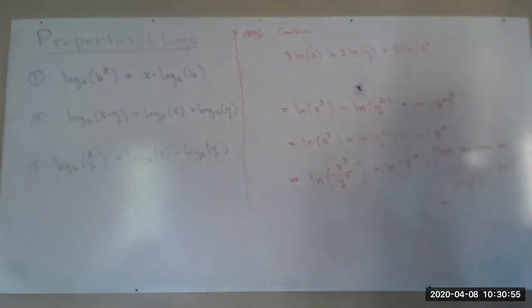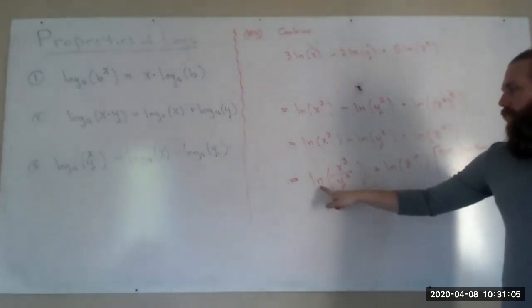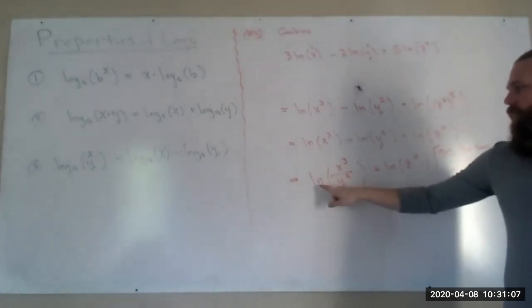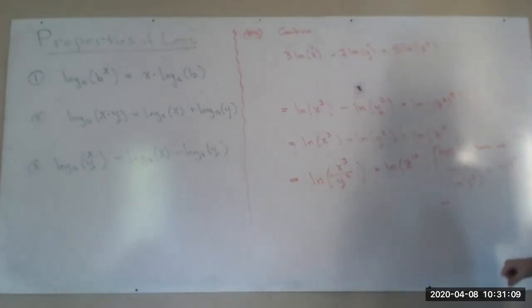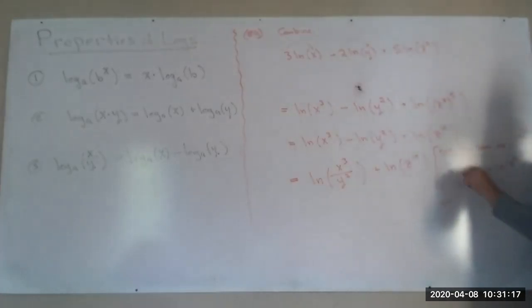Probably the single most common mistake I see in any of these problems is writing something like this, where you've got a log divided by another log, instead of writing something like this, where you have a log with the division inside. A single log with division inside is not the same as two logs being divided on the outside. If you wrote this, it would be wrong.